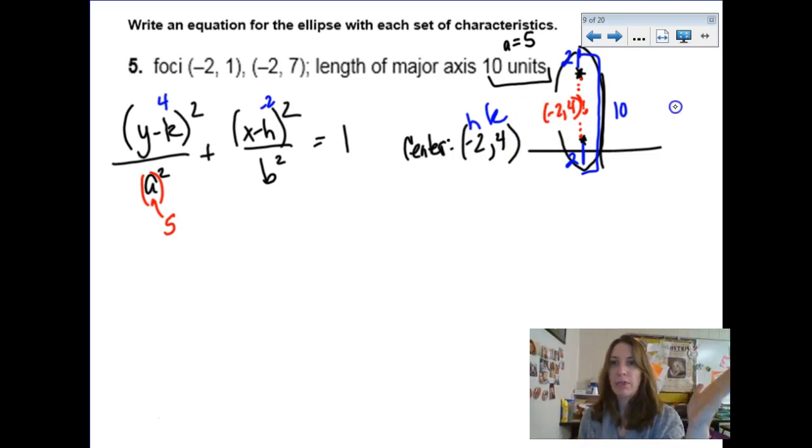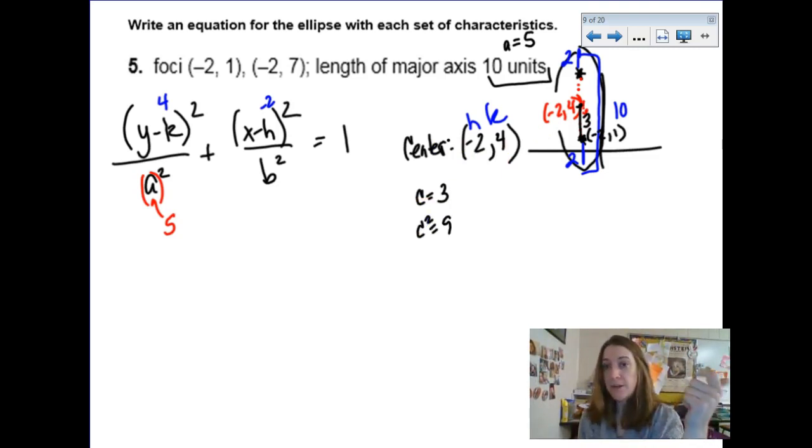Oh, I had it right here. Alright, and then the foci, which I did not label very well. Let's do this one. This is at -2, 1. So how far apart is the center to the foci, this focal point? And that would be 3 units. So that is the length of c, which means c squared is 9.